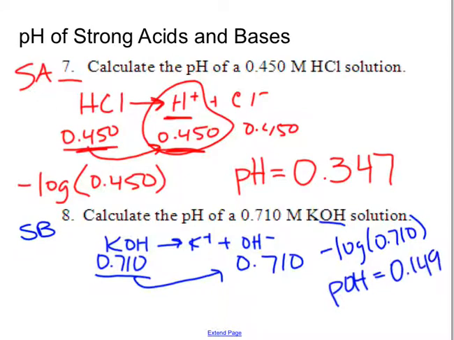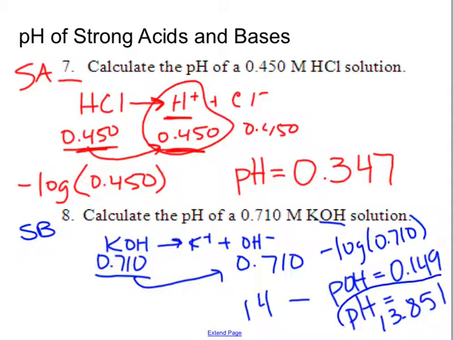0.149. Is that what they're asking for in my problem? No. What do they want? pH. So how do I find that from pOH? 14 minus that will give me my pH to 3 decimal places. 13.851. A lot of students skip this step. A lot of students get negative log happy. Negative log of blah, and then they stop. And they're like, done. No, that's not the pH.